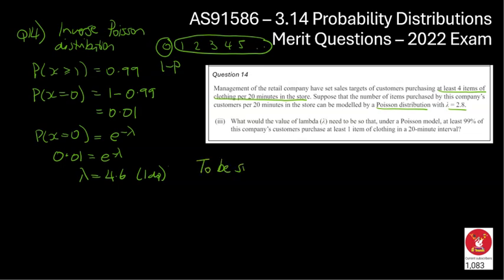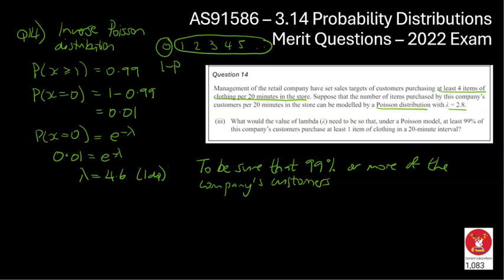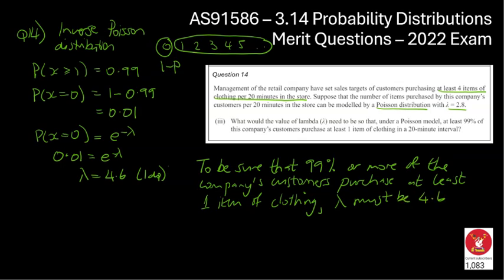So to be sure that 99% or more of the company's customers purchase at least 1 item of clothing, lambda must be 4.6 items per 20 minutes or more. So it can actually be more than that, but 4.6 is the minimum that you needed.